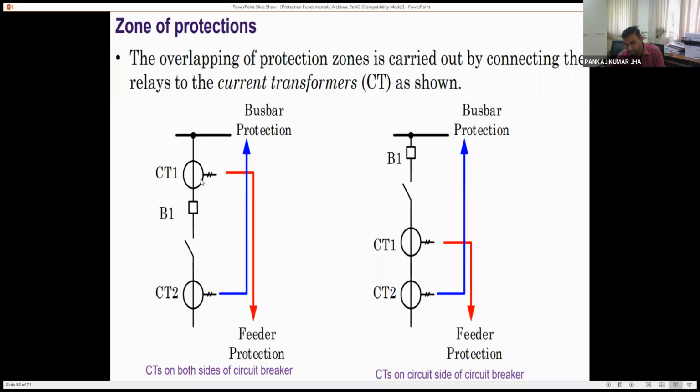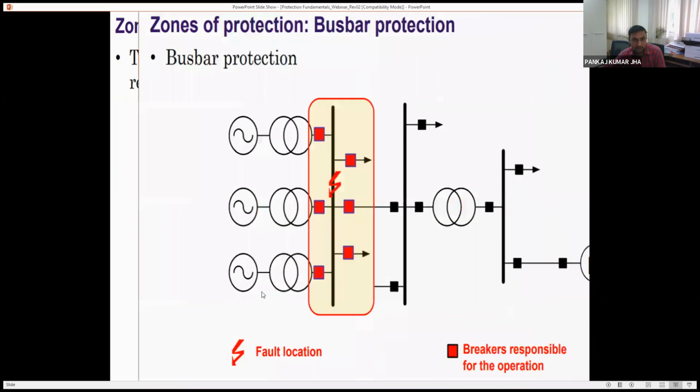I think this must be clear to all of you: how we define the zones, how the CTs are connected, and what the limitations are of having the CT on only one side. Now, one question might come: if there is a limitation of this type of delayed protection by having the CT on one side, then why don't we go for two CTs on either side of the breaker? Generally, if you go with two CTs on either side of the circuit breaker, this will be a costly affair. So at the end, everything will be compromised between reliability, security, and cost, because it is assumed that the chances of a fault between the CT and the circuit breaker are very less and very rare. So unnecessarily we are not going to use two CTs, and we are not going to increase the cost of the protection system.